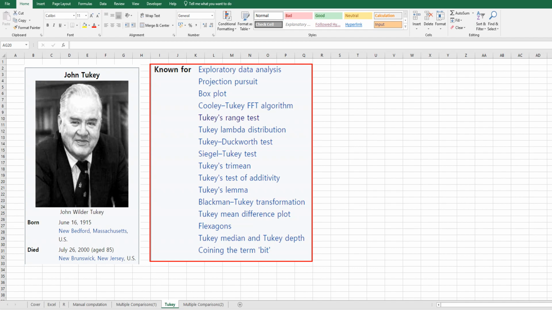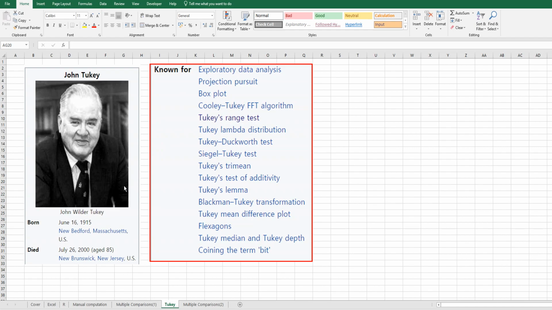Today, I would like to share one of the famous statistical methods to compare multiple means. This is Tukey's portrait from Wikipedia. As you know, he is one of the greatest statisticians in terms of exploratory data analysis. I think most of us know him when we study box plot as an exploratory data analysis.